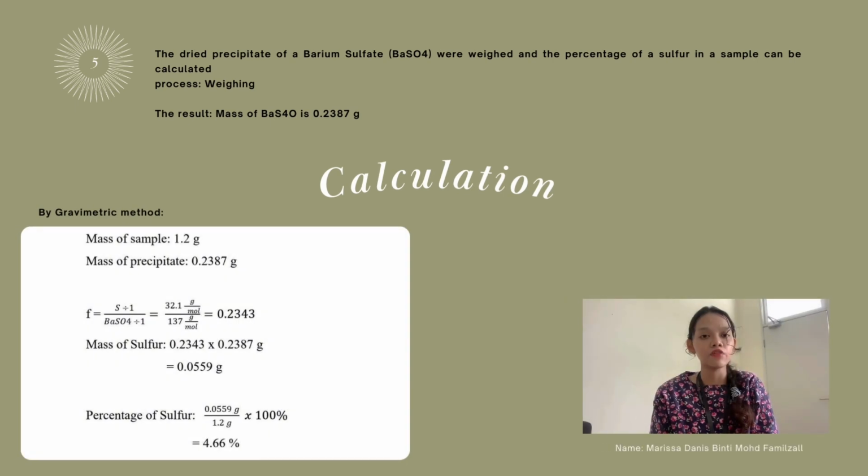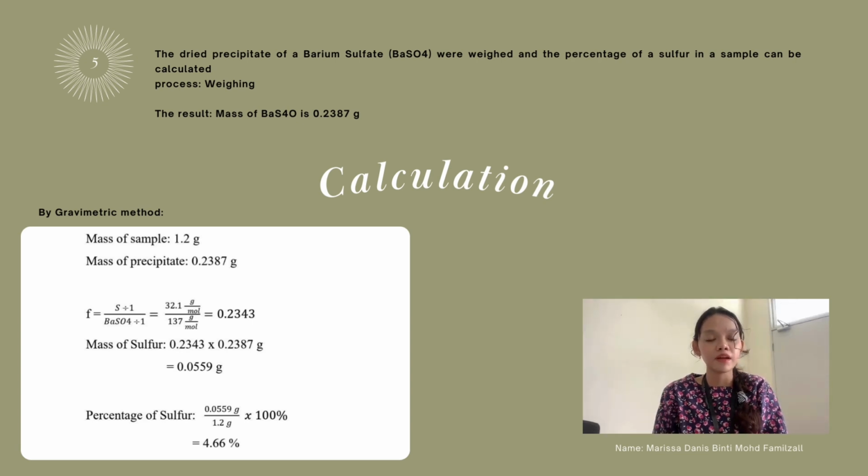Lastly, the dry precipitate of barium sulfate was weighed and the percentage of sulfur can be calculated as follows by using a gravimetric factor. At the end of the experiment, the mass of barium sulfate precipitate was found to be 0.2387 grams. Next is the example of the calculation of sulfur inside the barium sulfate using a gravimetric factor. The formula of the gravimetric factor is the molar mass of sulfur divided by the molar mass of barium sulfate. Since both of them share the same number of moles, which is 1 mole, both of them are divided by 1 mole. The molar mass of sulfur is 32.1 divided by the molar mass of barium sulfate, which is 137 gram per mole. The result is 0.2343.